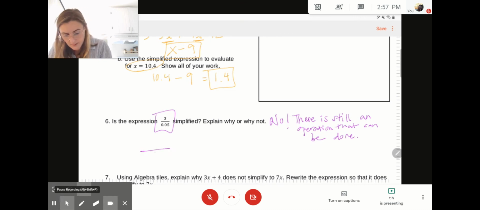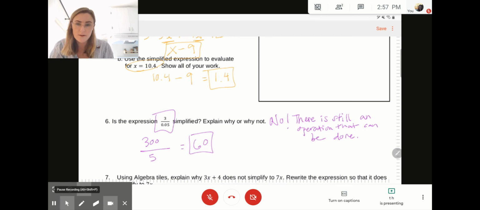Another way to do this is you could move the decimal place 2 places to get 5, but I would have to move the decimal places 2 places at the top to get 300. 300 divided by 5 is 60. We're going to learn a little bit more how to do this later on, but please know if there's a fraction with a decimal in it, it's not yet simplified.